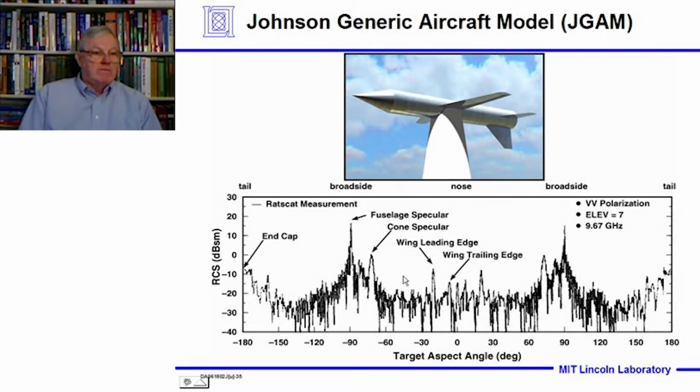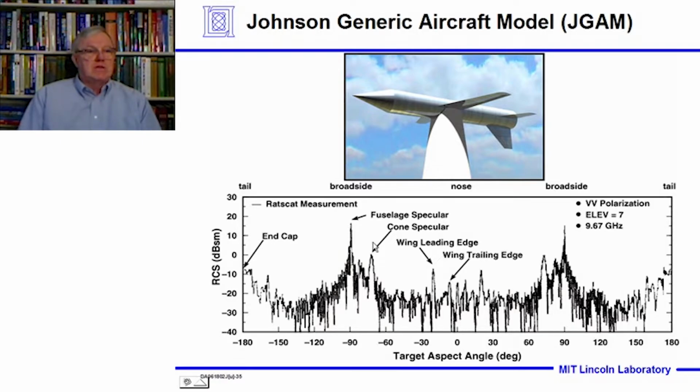Then we move quite a bit of angle, and you can see here around 70 degrees off of the nose, the specular of the nose cone comes into play, pretty big. And then when we get 90 degrees, we get a giant specular from the fuselage. That's probably the biggest thing. And then things drop down, pretty boring, and then on the back of this there was an end cap. So we see an end cap on the back of the missile.